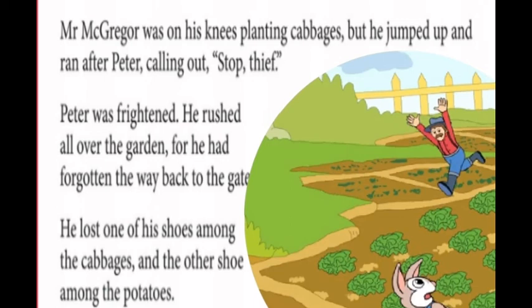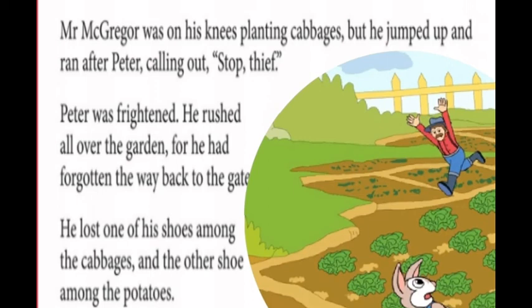Mr. McGregor was planting some cabbages on his knees. He was sitting on his knees and he was planting cabbages. But when he saw Peter Rabbit, he jumped up and started to call out. What did he start to call out? Yes, "Stop, thief."